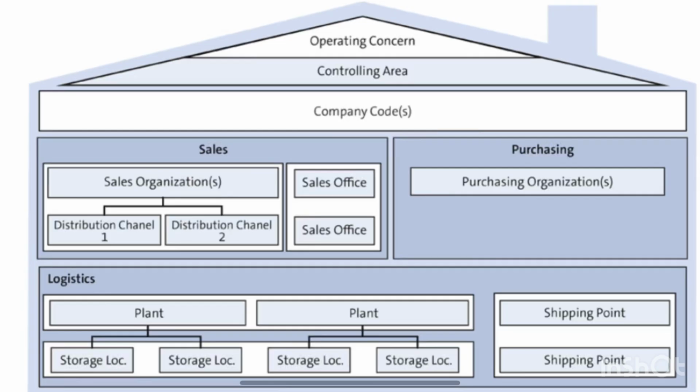You'll see at the very top there, you have operating concern. Typically, I won't get into that. It's a rabbit hole. We have the controlling area, company codes. These are the financial structures. And underneath that, you have the organizational objects for sales, purchasing, and logistics.